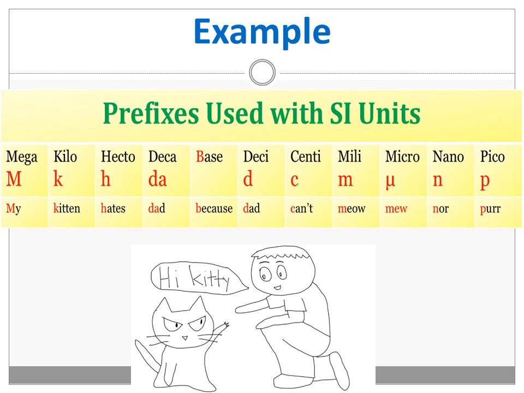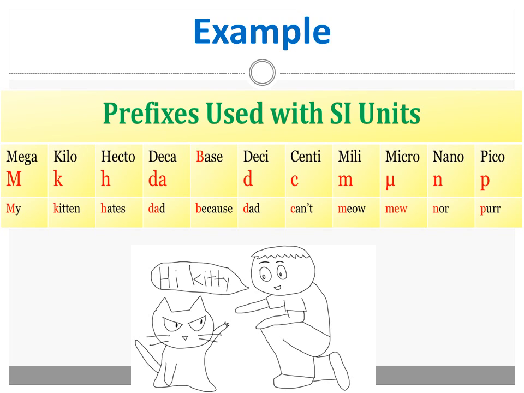To remember the prefixes used in the International System of Units, SI, abbreviated from French, I came up with this sentence. My kitten hates Dad because Dad can't meow, mew, nor purr. It's memorable to me for its simplicity and the image. The sentence is simple, it makes sense. I included an image here on the slide, but the image is also in my head. I can imagine my kitten hating on Dad because of his inability to communicate in the same way. Being able to see the image helps me remember the sentence.